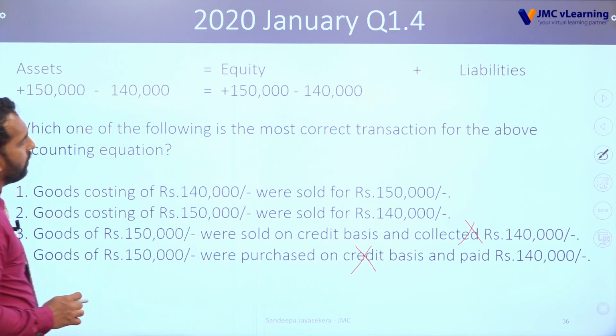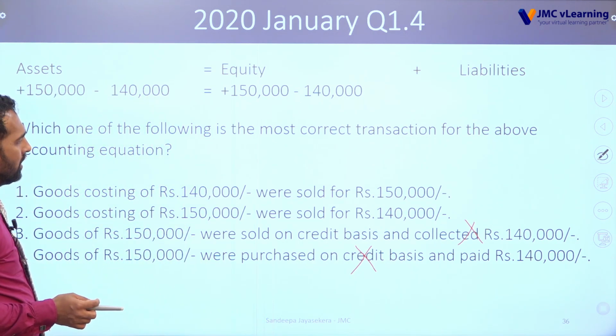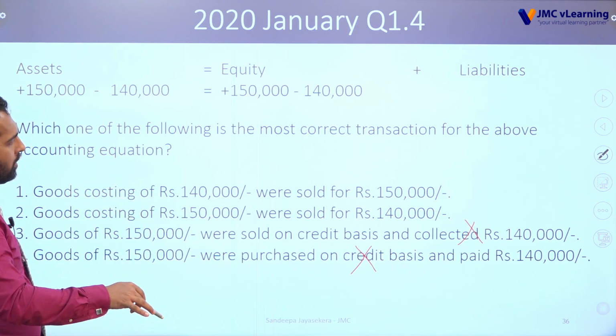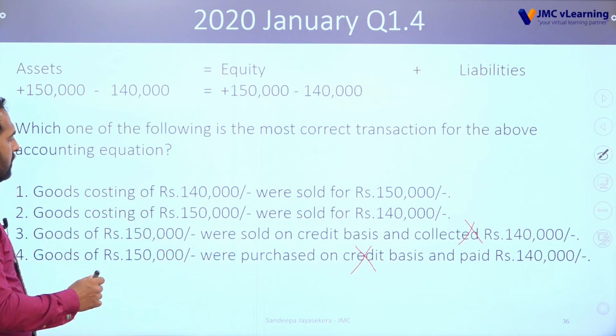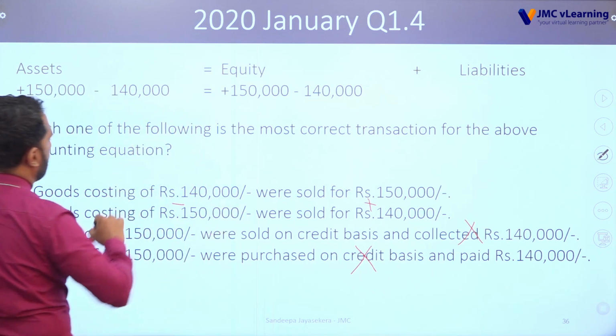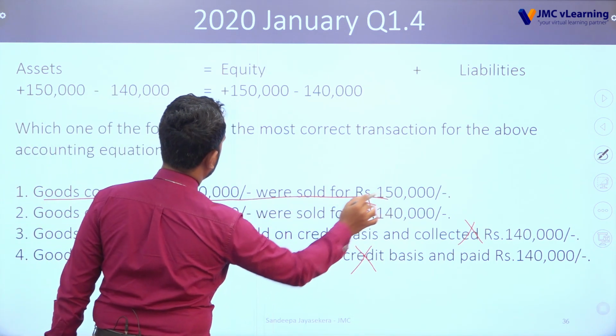Goods costing 150,000 were sold for 140,000. No, that is also not the answer. When you are selling 150,000 worth of items, it should come down, and 140,000 should be the plus. If this is the case, this is minus, this is plus. So which is not the correct answer. So the correct answer is the first one.